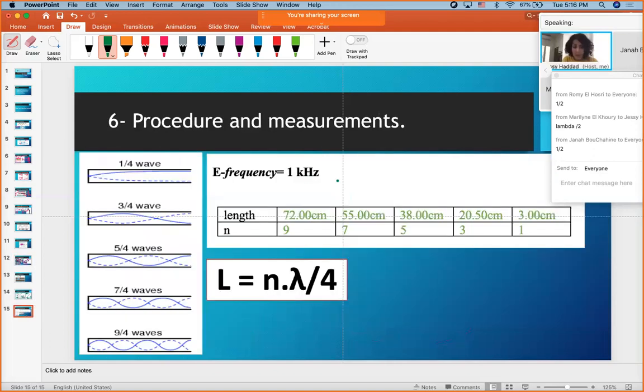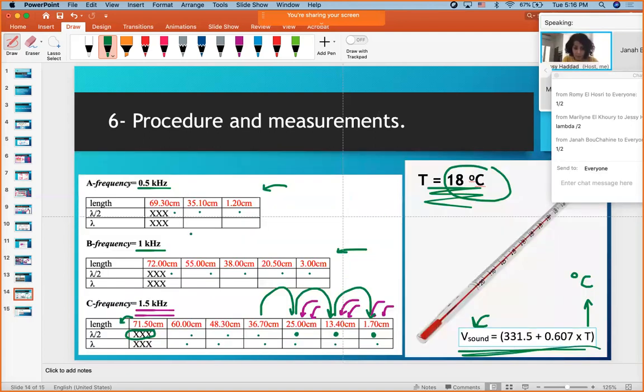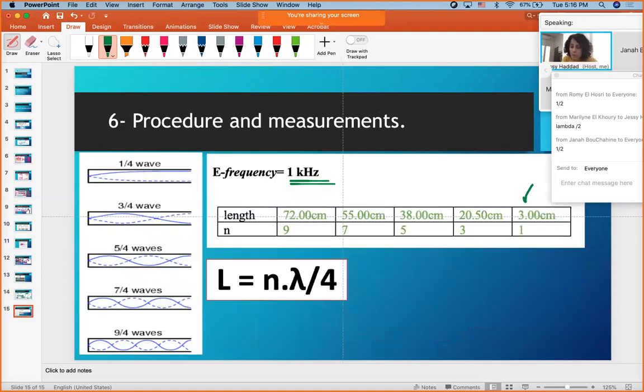Now, the next part of the experiment, let me show you, sorry for jumping between the slides. I will pick one frequency, which is 1 kilohertz. I already measured those lengths. I know for a fact that each will give me resonance. So I wrote the different lengths here that I measured, actually students two semesters ago did those measurements.